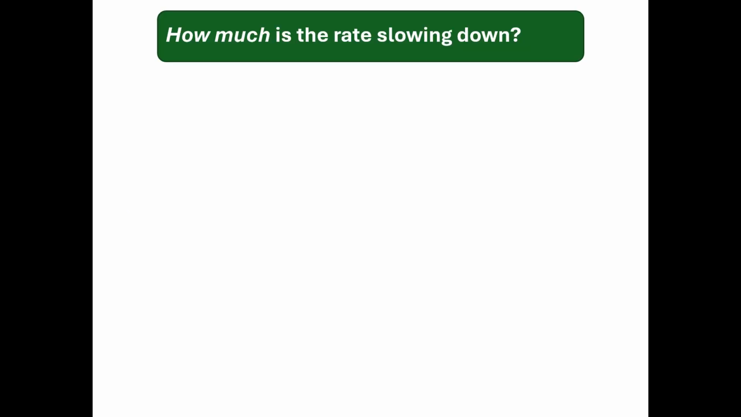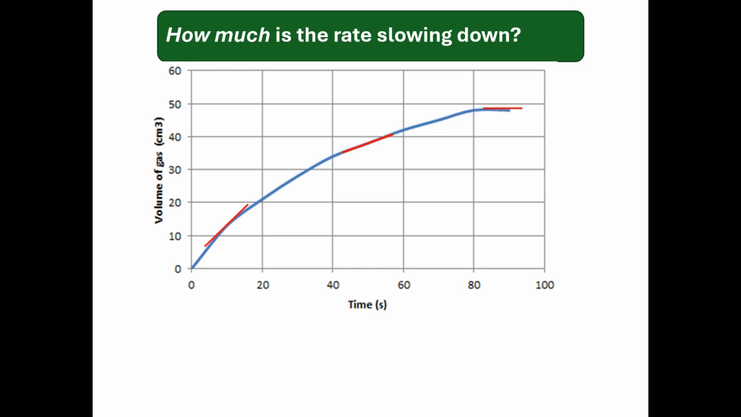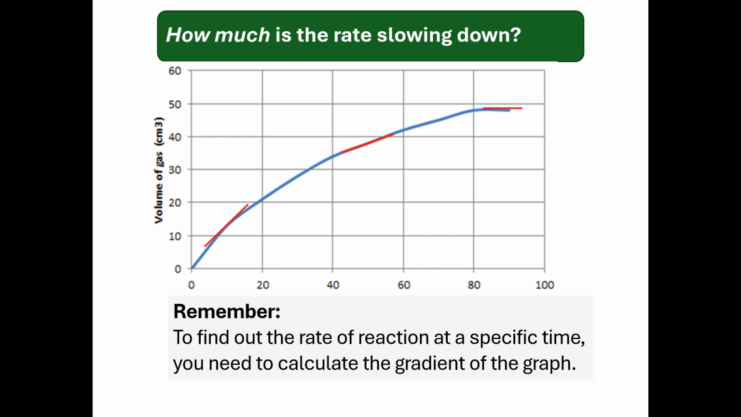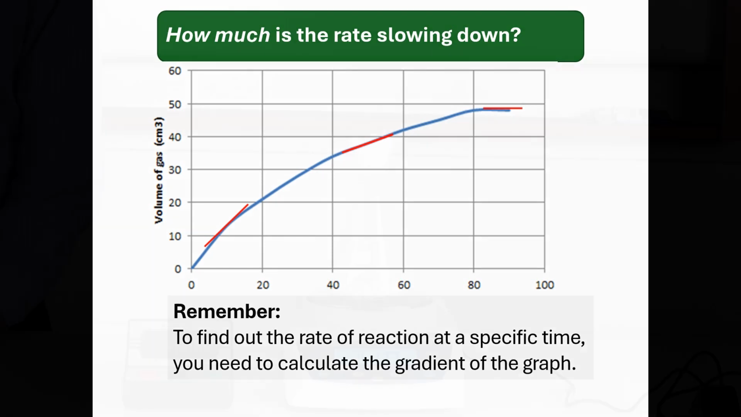Now, if we wanted to know how much the rate is slowing down as the reaction goes on and put a number on it and be quantitative, well, to do that, we'd have to find the rate of reaction at the specific times by calculating the gradient of the graph. And I'll put a link up here now to a previous video that shows you how to do that.